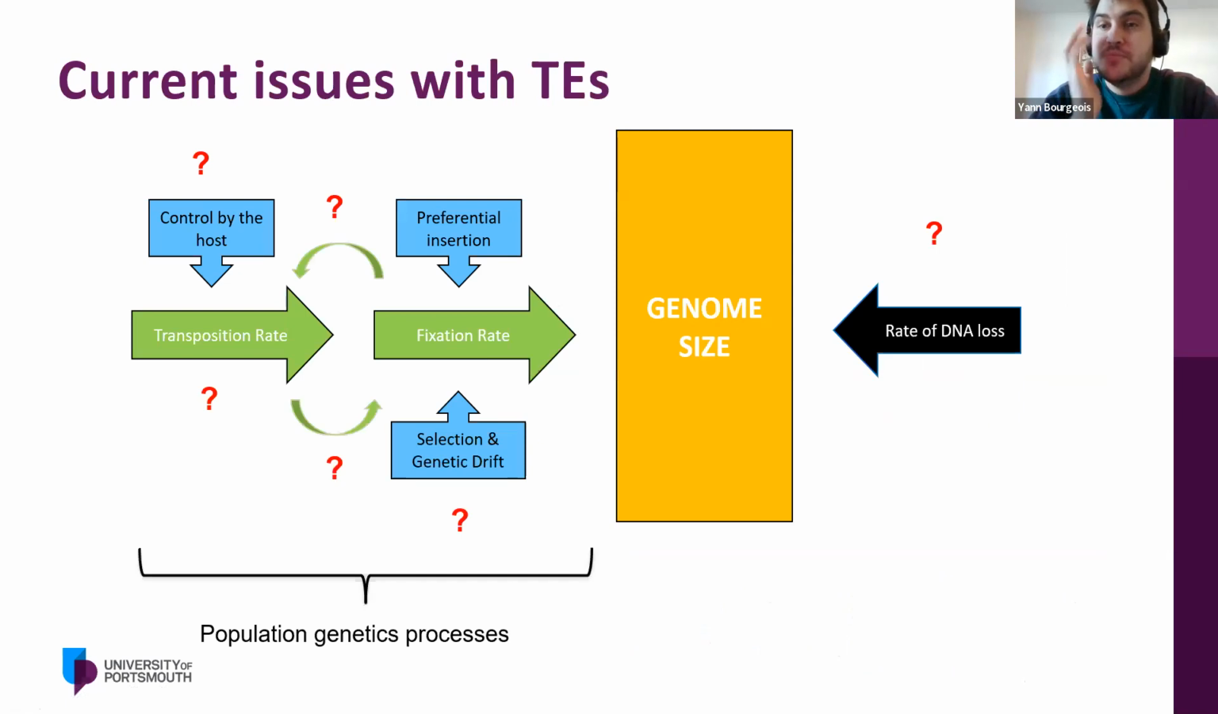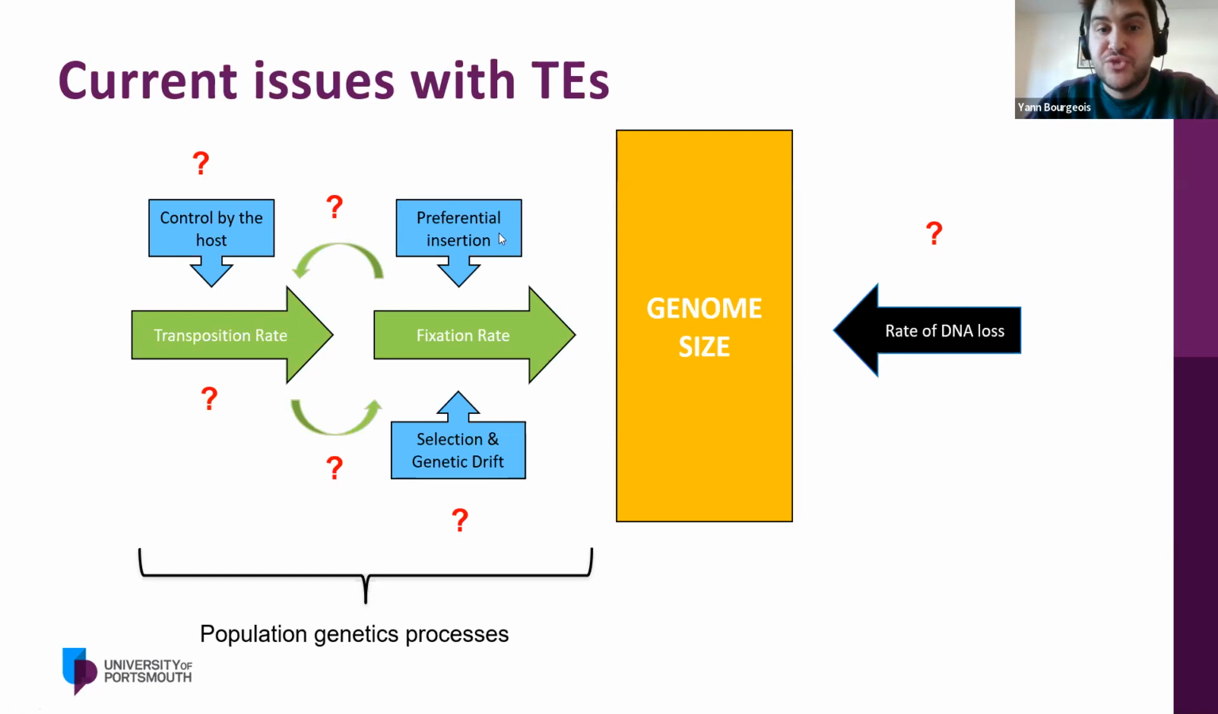So why am I interested in population genetics to study transposable elements? Well, you can see that here on this small graph, genome size is impacted by the amount of transposable elements that insert, for example. And this depends directly on the transposition rate, so how frequently a given transposon is going to copy and paste or cut and paste. This transposition rate can be controlled by the host, so this rate is going to fluctuate over time, depending on whether the host manages to control transposable element transcription.